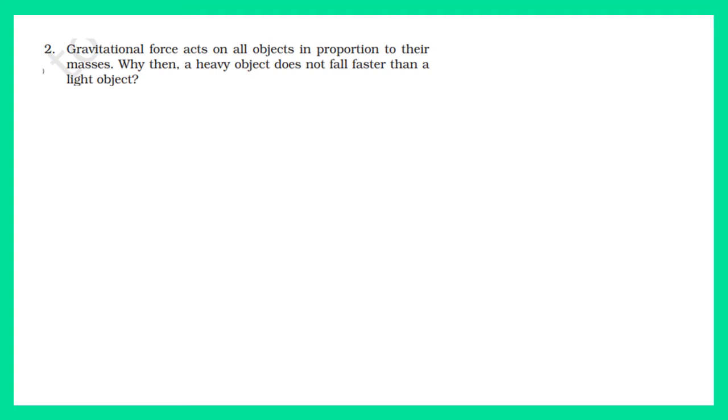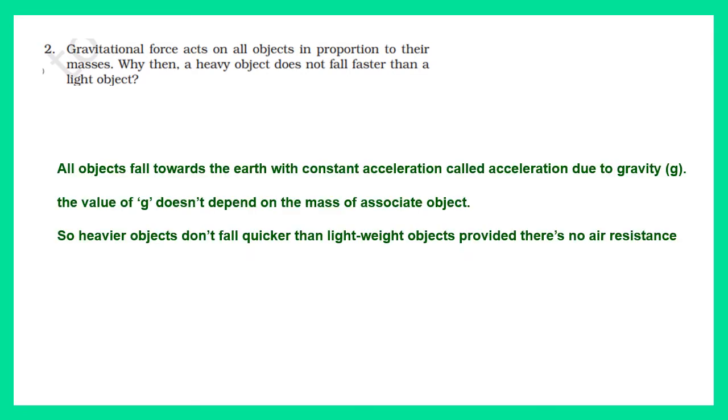The second question is: gravitational force acts on the objects in proportion to their masses. Why then does a heavy object not fall faster than a lighter object? Okay, here is the answer. All the objects fall towards the earth with a constant acceleration, and that is acceleration due to gravity. It is denoted by g. The value of g does not depend on the mass of the object anyhow.